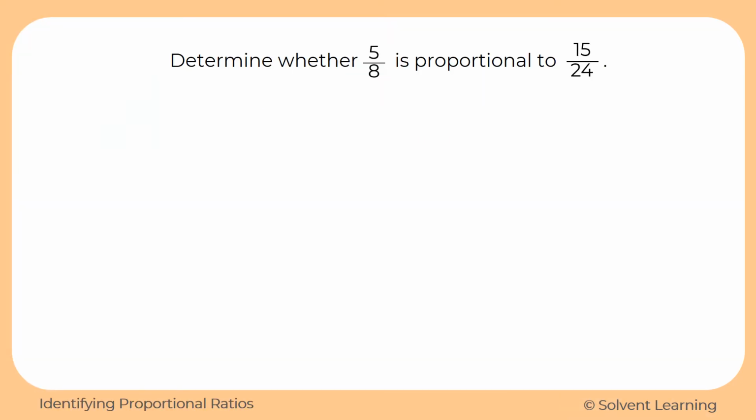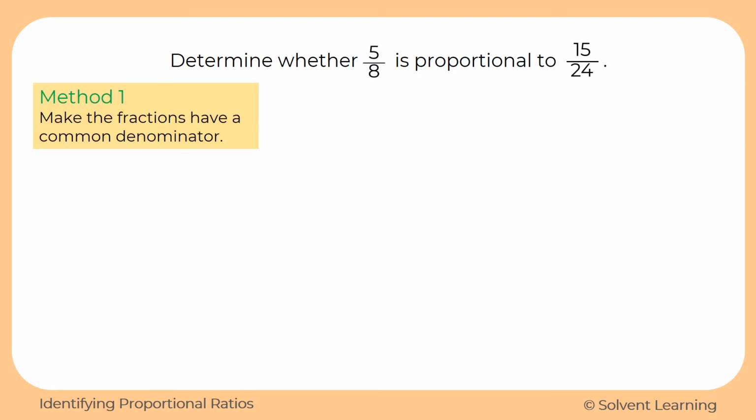For our first example, we have: determine whether 5 over 8 is proportional to 15 over 24. And we're going to look at three different methods for determining whether ratios are proportional. For our first method, we're going to make the fractions have a common denominator.